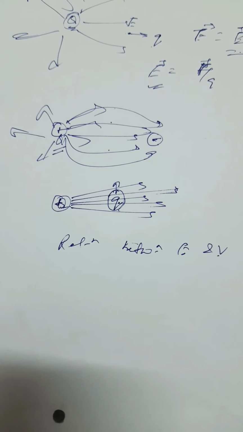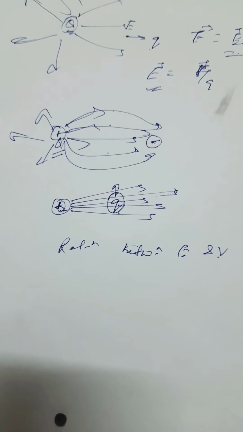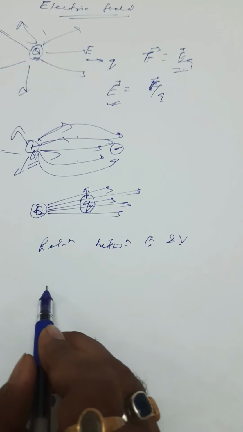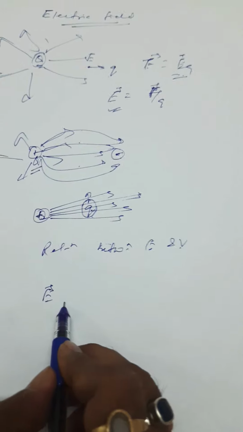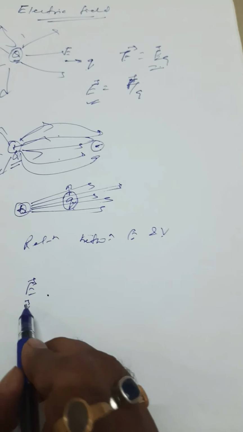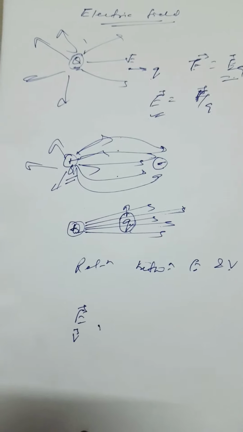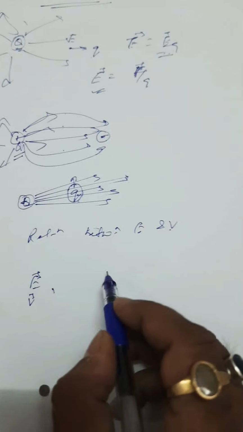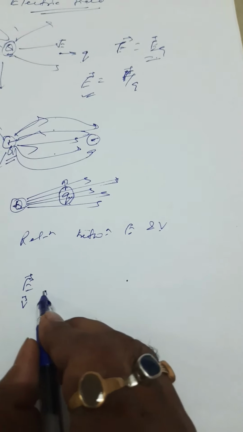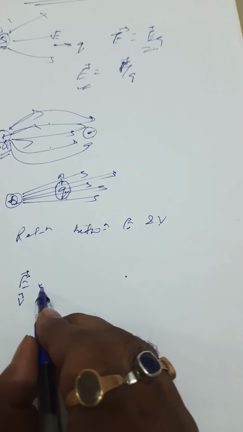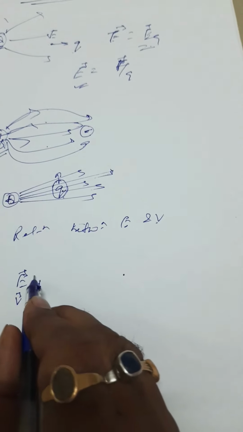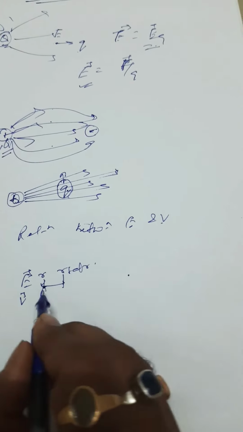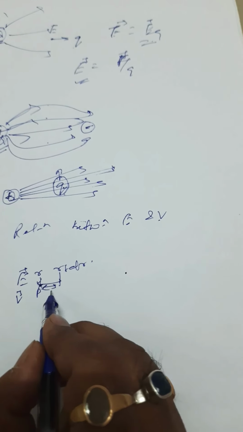We'll assume the electric field at a point due to a charge distribution, and let that field be E, and the potential at the same point be V. Let this be the point. Now a point charge Q is displaced slightly from the point. Here we assume this one to be the point R, and we displace it to a new position R plus dr. So ultimately this displacement is very small.